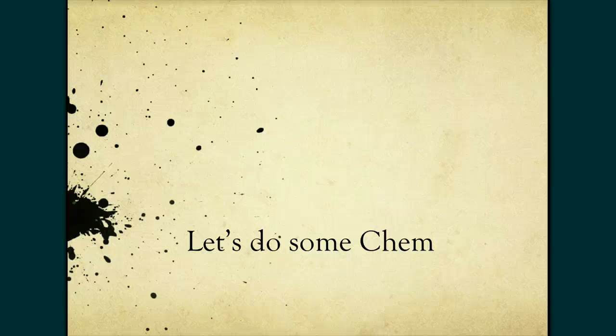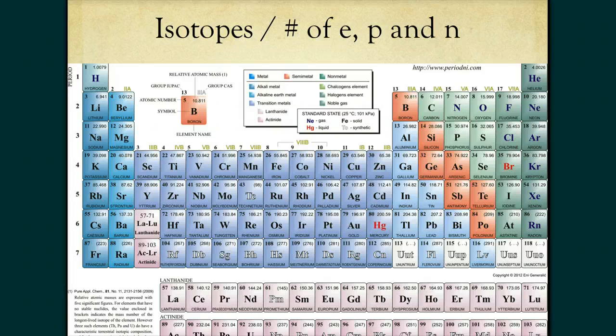All right, let's get ready for the test. We'll start with the basic stuff with figuring out how to write an isotope formula for any kind of element. So we'll also see how to figure out how many electrons, protons, and neutrons an element has.